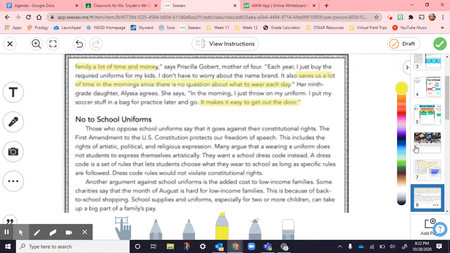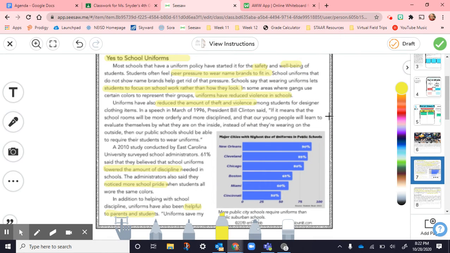All right, so we stopped there, and I was highlighting as I went, but we talked about those reasons. We looked at this chart here. So here, this is cities where they're showing the highest use of uniforms in public schools. And it's saying more public city schools require uniforms than public suburban schools. And so you can see some of these cities like New Orleans, Cleveland, Chicago, Boston, Miami, Cincinnati, all the way from, this is 50 to 90% of their schools that have a uniform policy.